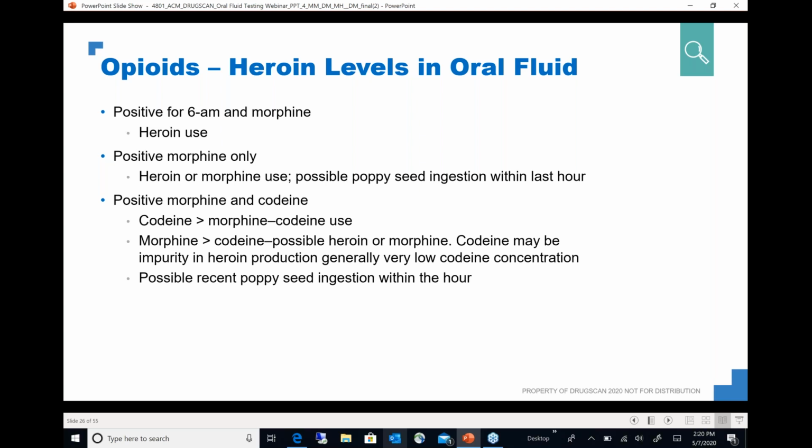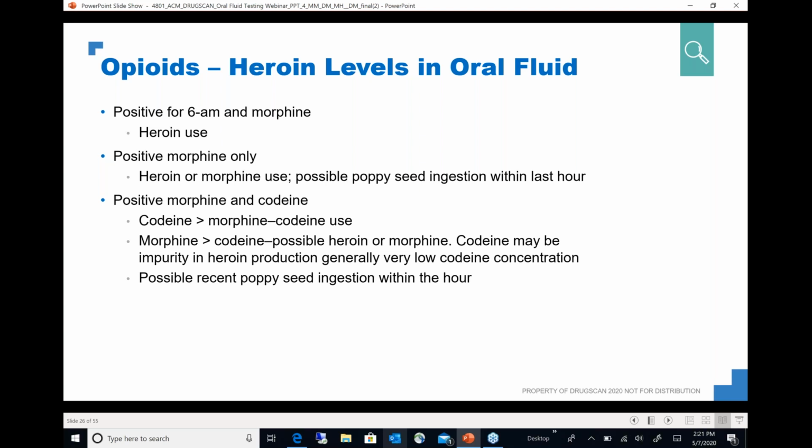During yesterday's webinar, an individual asked me exactly how much poppy seed would someone have to ingest in order to give a positive oral fluid morphine. I think everybody would like to know the answer to that. We don't really know that right now. Many studies have been done, and the concentration of morphine in different batches of poppy seeds differ greatly.